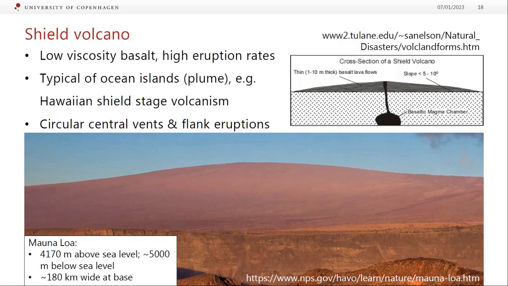Oh, yeah, I was wrong with Mauna Loa. 180 kilometers wide at the base, so it's even bigger than I thought. Here's just a picture of Mauna Loa that I've shown before. You tend to have a circular central vent, but there'll also be eruptions out of the flanks where magma is migrating away to the sides of the volcano and then erupting there as well.